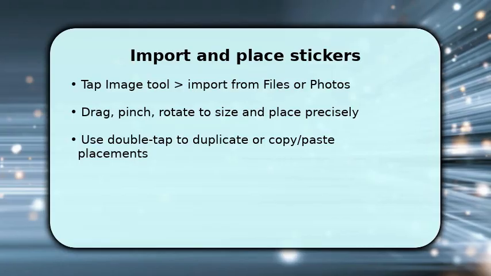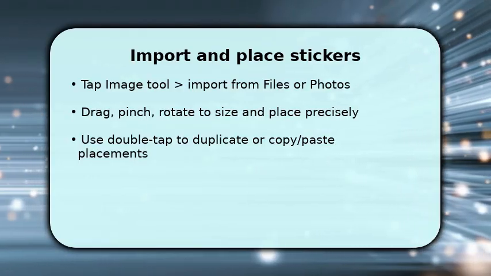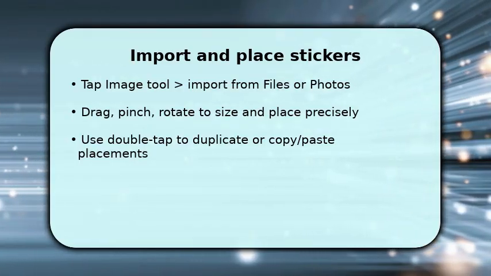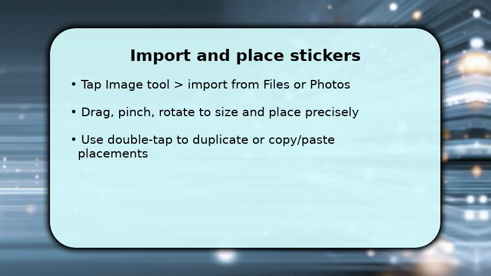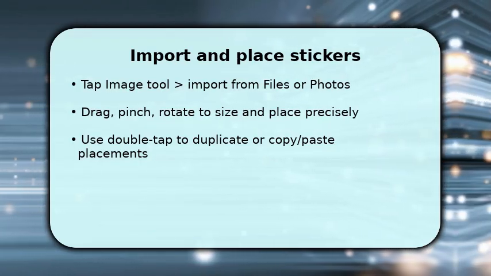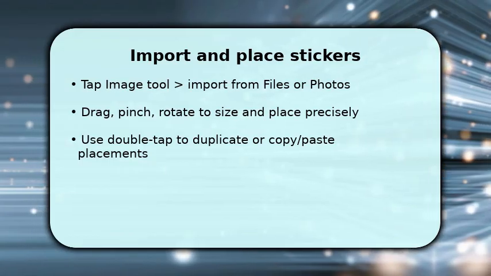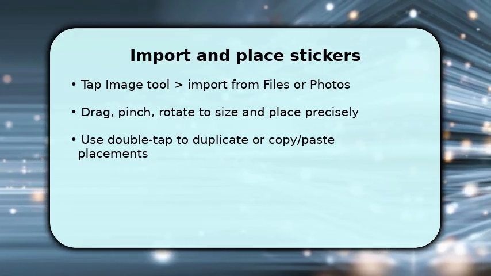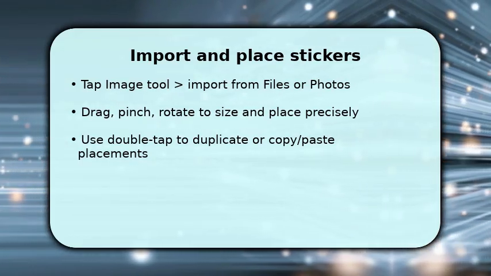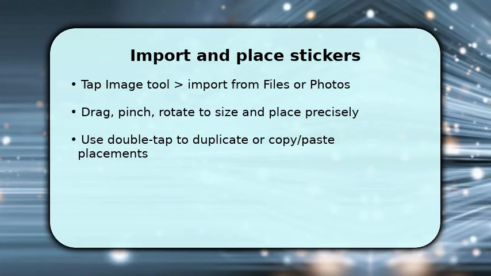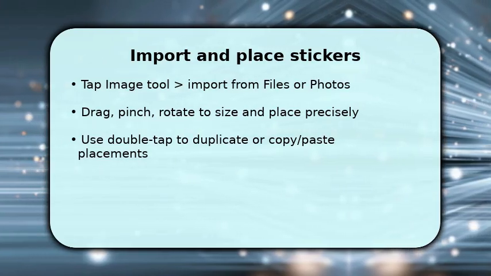You tap the image tool in Notability and choose files or photos to import your prepared PNG sticker. Once imported, drag to position, pinch to resize, and rotate with 2 fingers for natural placement. Because these are images, you can double tap to duplicate or use copy/paste to repeat stickers quickly. This is faster than re-importing.